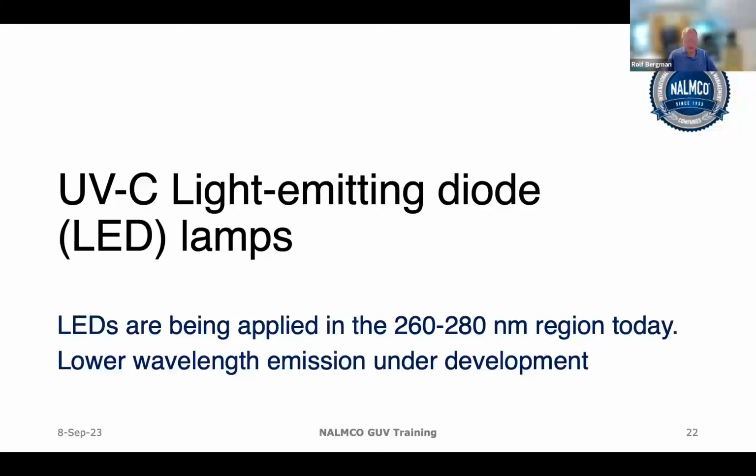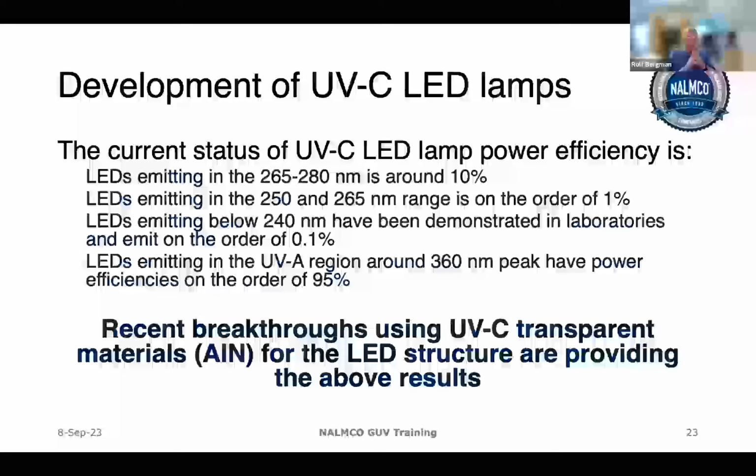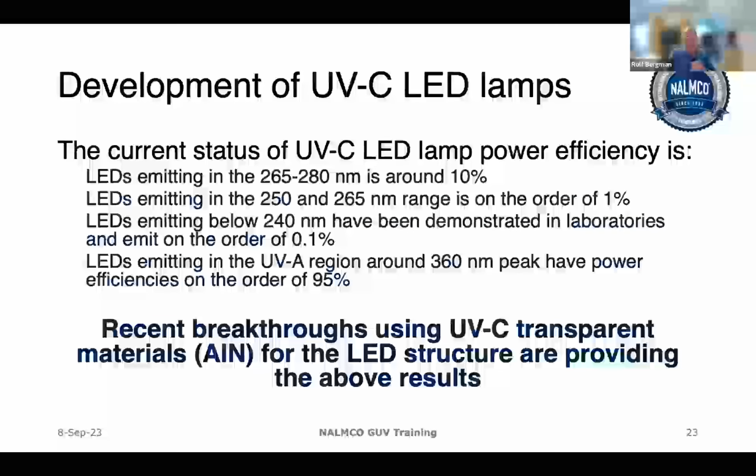But LEDs used in the UVA region are very effective. In the UVC region, they are still under development because the efficiency is very low. Even below 250, they are extremely low efficiency. But things are changing rapidly. The current status is that in the very upper region of the UVC, from 265 to 280 nanometers, the efficiency is currently about 10%.